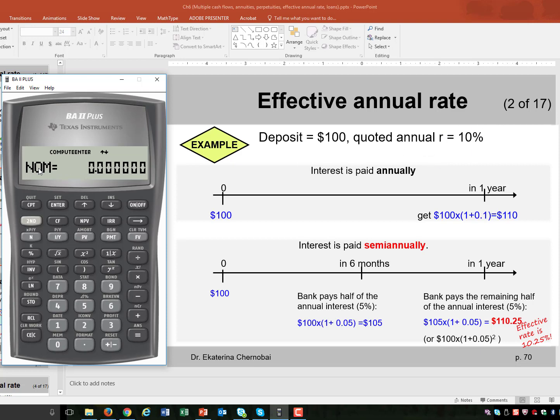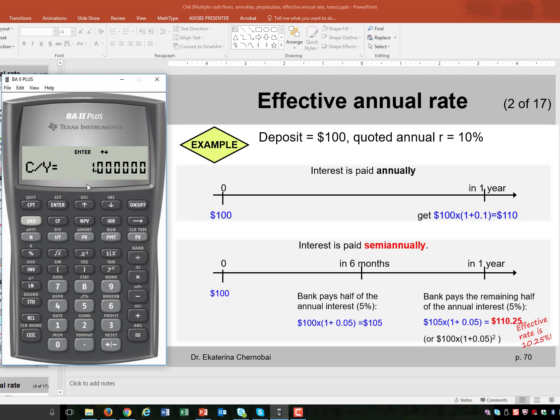So you want to set the nominal interest rate in your financial calculator to 10. Press 10, enter. It's saved. Now press either the up or the down arrow key, and stop when you see C divided by Y, C/Y. It stands for compounding per year.